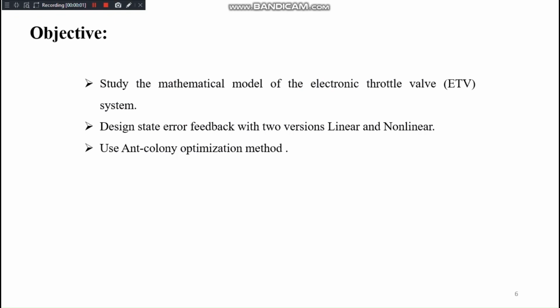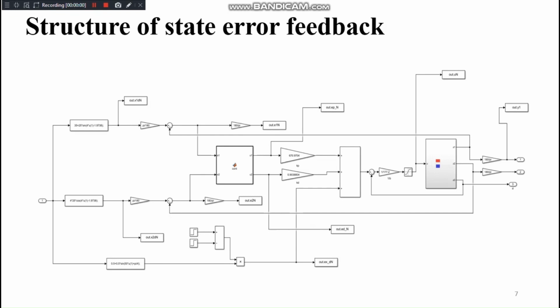This paper outlines the steps intended to be taken related to the electronic throttle valve system, such as thorough examination and analysis of a mathematical model that describes the behavior of the electronic throttle valve system, designing state error feedback with two versions, linear and nonlinear, and using the Ant Colony Optimization method as a tool to select the best gain values for a PD controller. The structure of the state error feedback that was done using MATLAB is shown in the figure.